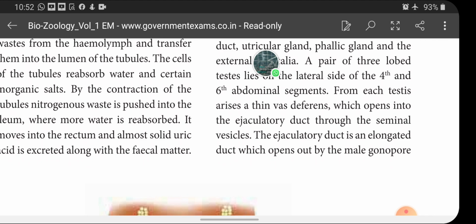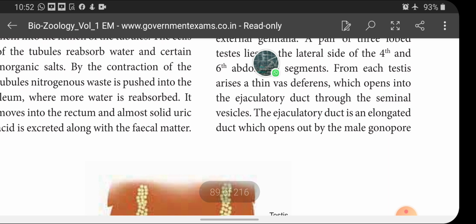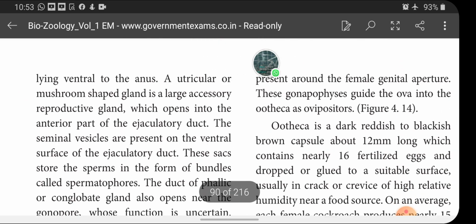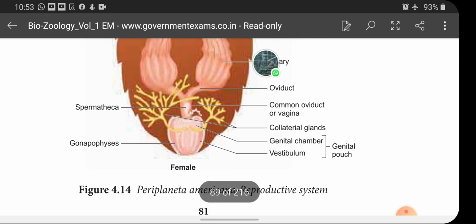So from each testis arises a thin vas deferens. These open into the ejaculatory duct through the seminal vesicle. The ejaculatory duct is an elongated duct which opens out by the male gonopore, lying ventral to the anus. The utricular or mushroom shaped gland is a large accessory reproductive gland which opens into the anterior part of the ejaculatory duct.